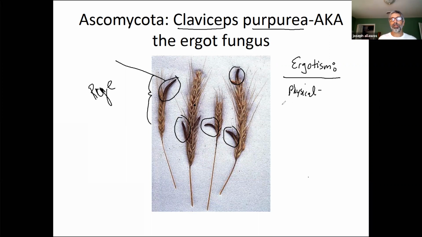But we also have psychological symptoms, including hallucinations, and in cases where people are consuming it over and over and over, it can literally lead to almost like a paranoid schizophrenic kind of state.